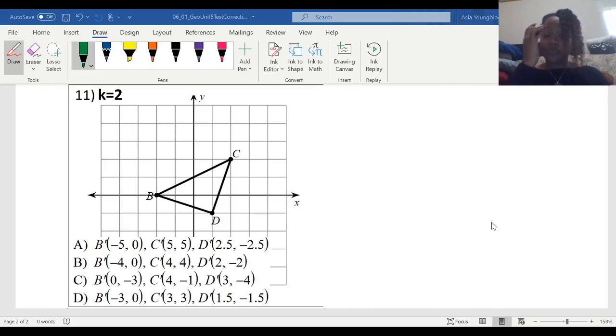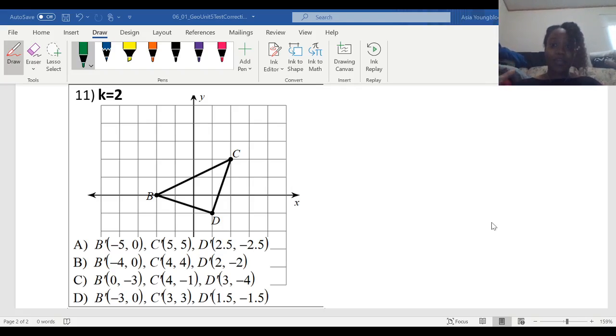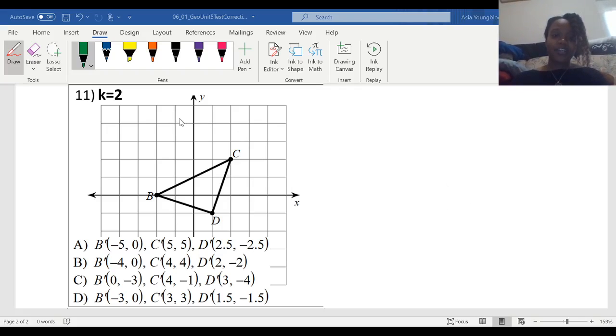In this next pair of problems, we have to use the given scale factor to dilate the original figure. So dilations mean that we're either going to scale up the figure, make it bigger proportionally, or scale down the figure, make it smaller proportionally. So everything should be changing by the same factor or amount. So for this first problem, number 11, our scale factor is 2, so that means our figure should be getting bigger, it should be scaled up by 2. So we're going to multiply each of these original points by 2 to find the new points.